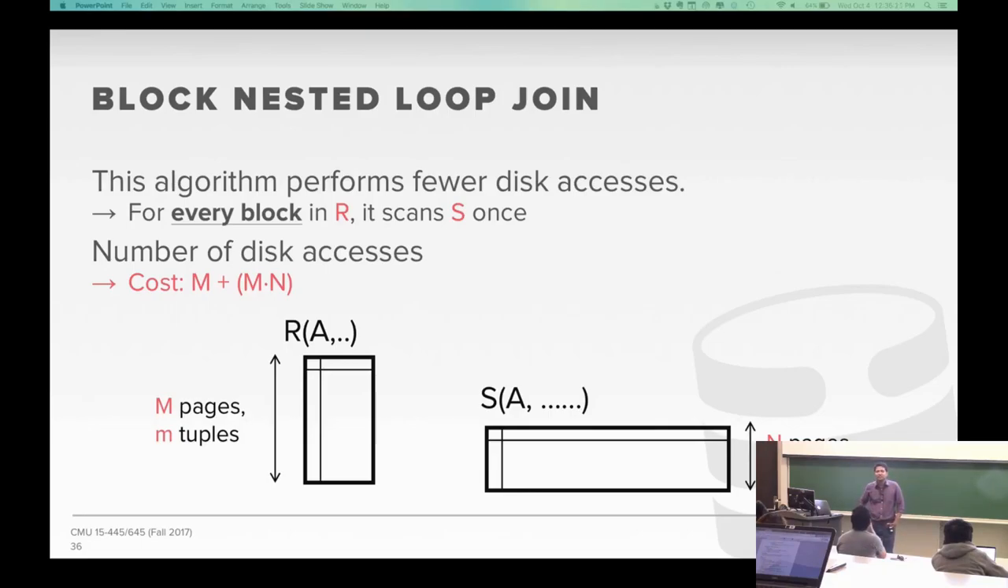That's correct. So that's why you cut down the multiplication factor by the block size essentially. In the previous case it was small m into n. In this case it's capital M into n. And capital M is like small m divided by 4K or something like that. So it's very significant.